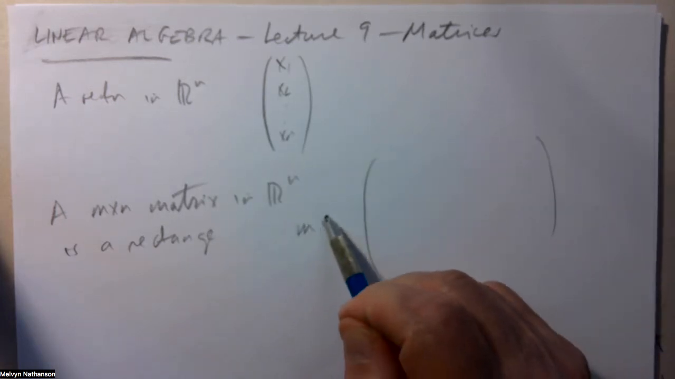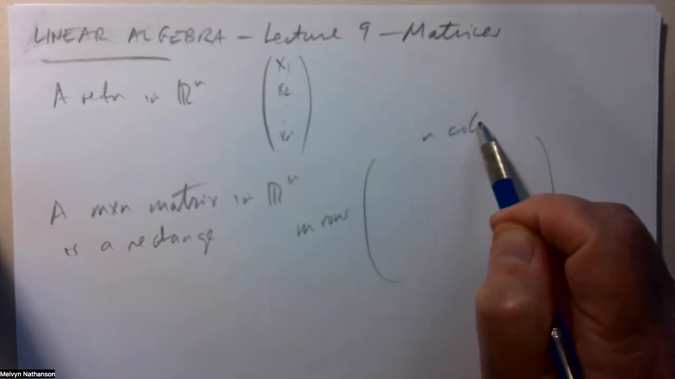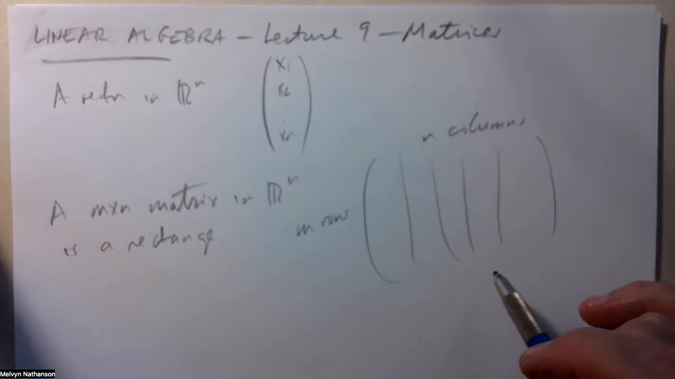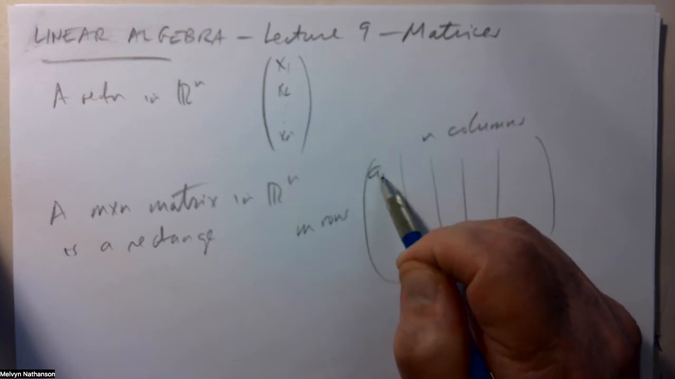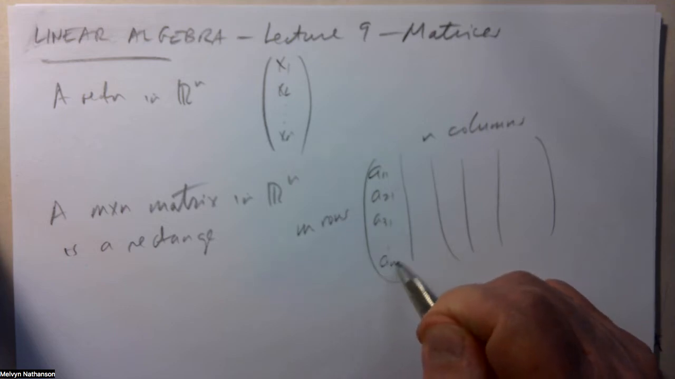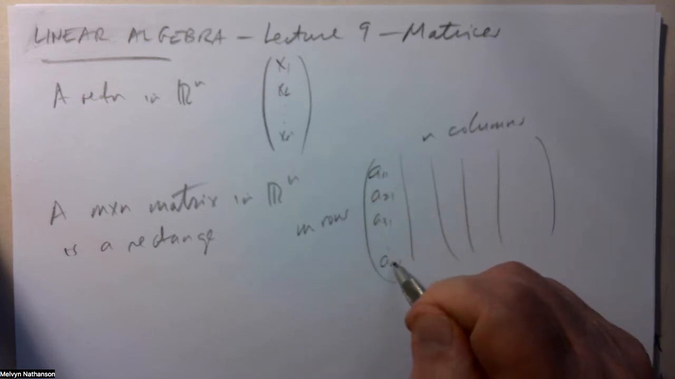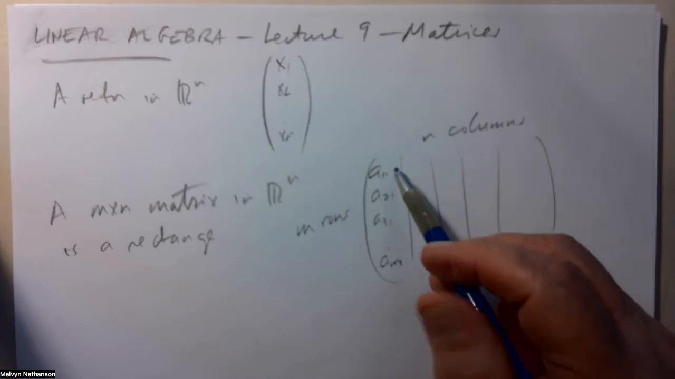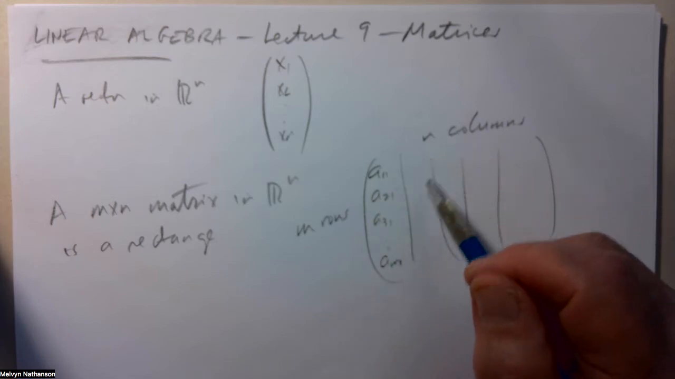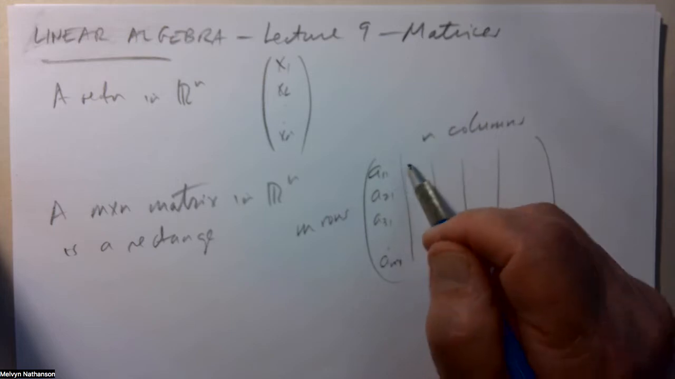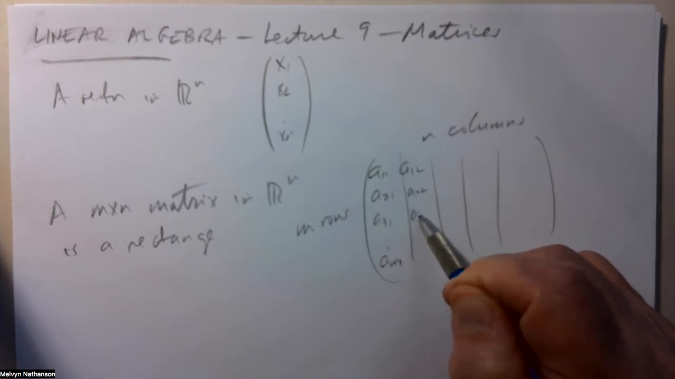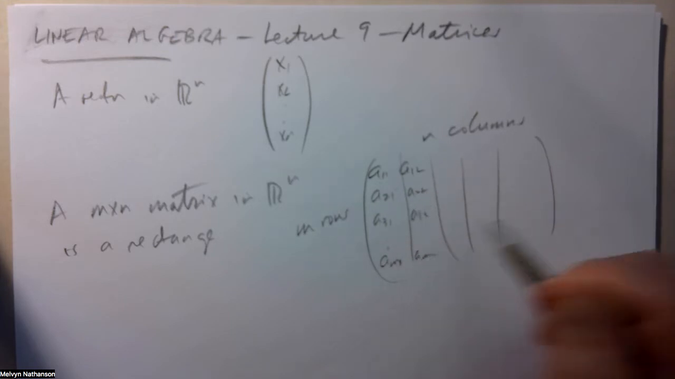with m rows and n columns. So it's like each column is a vector. Let's say this is A11, A21, A31, down to Am1. That's an m-dimensional vector. So you have n m-dimensional vectors. So this is A12, A22, A32, down to Am2.